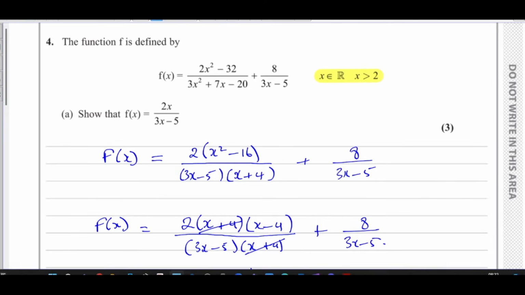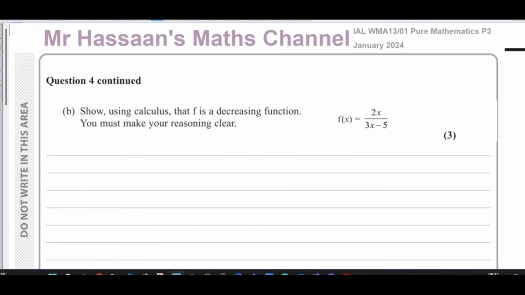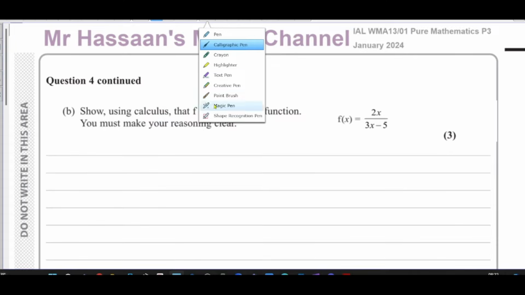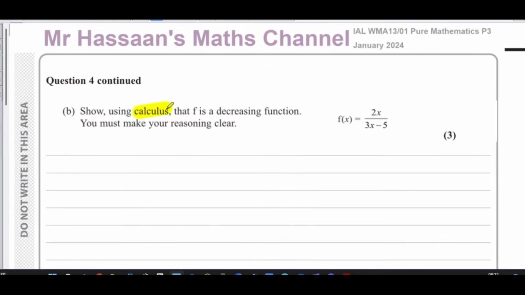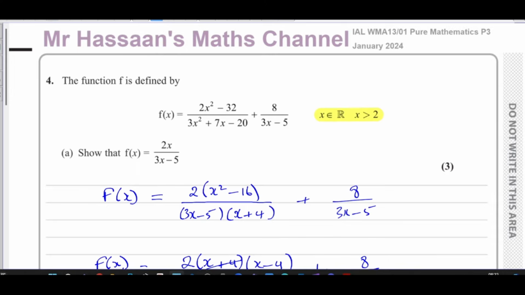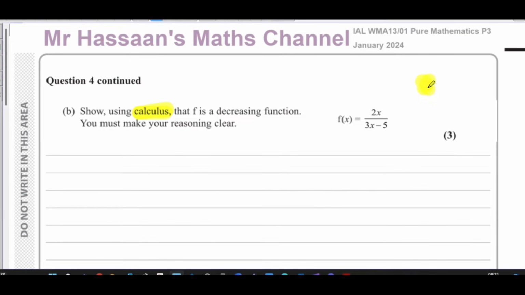Now for part B, it says show using calculus that f is a decreasing function. And we have to also remember what we wrote here: x is an element of the real numbers.